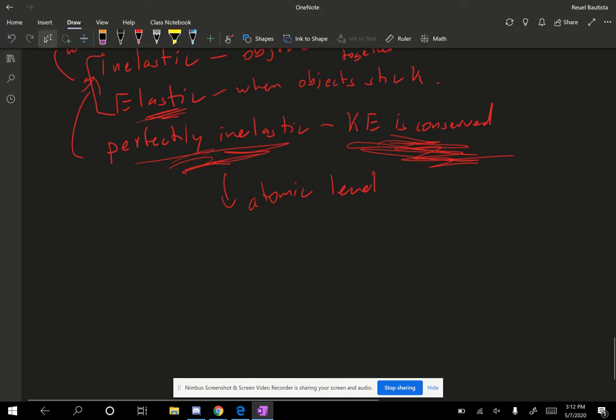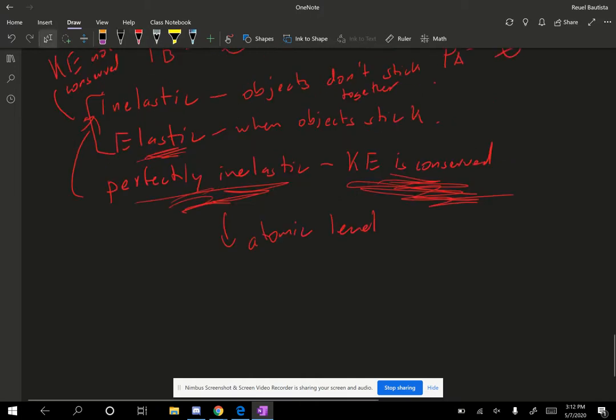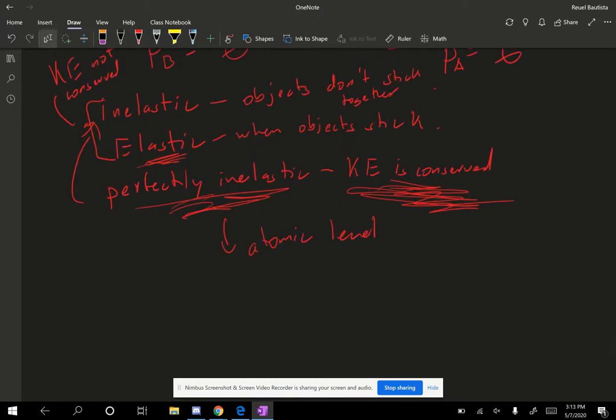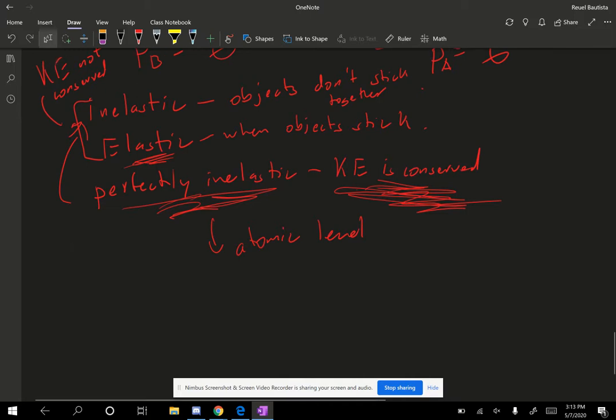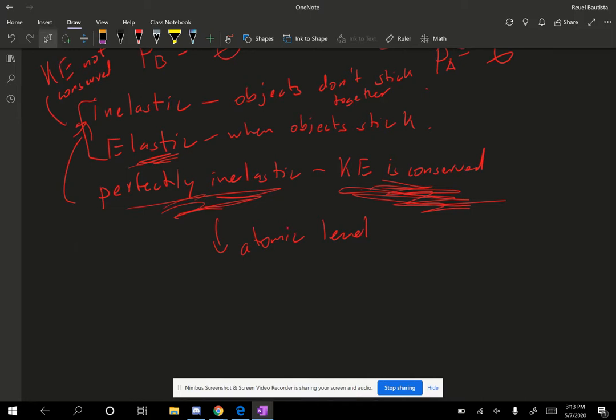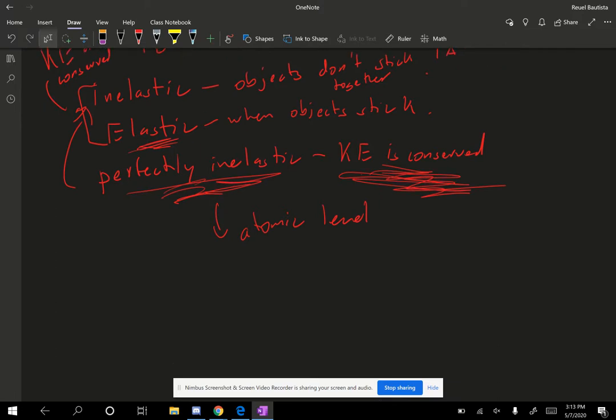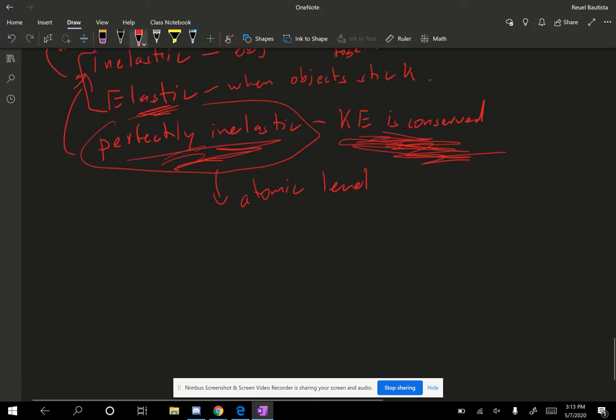Another thing about collisions is they might ask you about a collision: is it going to be an elastic or a perfectly inelastic collision? What's important there is you just have to find the kinetic energy before and the kinetic energy after. If they're the same, you know it's going to be perfectly inelastic. If they're not the same, you know that it's going to be one of these two things. That's it. Super important.